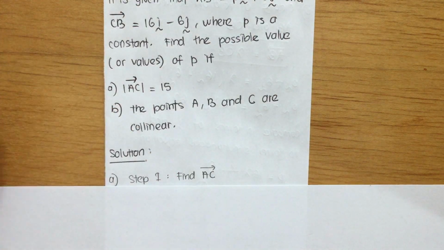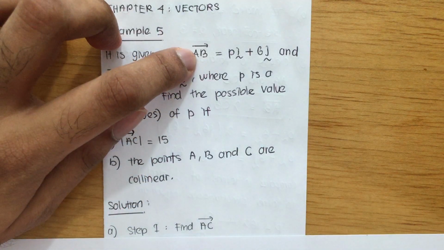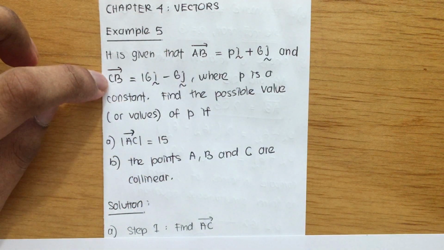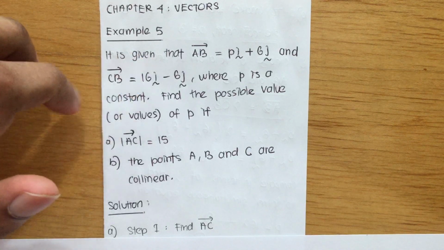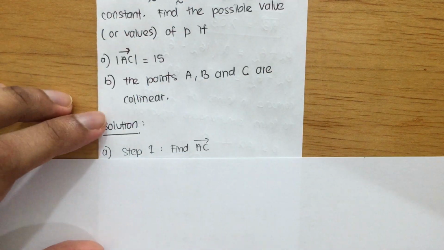So how to find the vector AC? If you look at the question over here, they have already given us the vector AB and vector CB over here. Okay, from here we can literally form our vector AC. So how are you going to form? Okay, let me show you now.